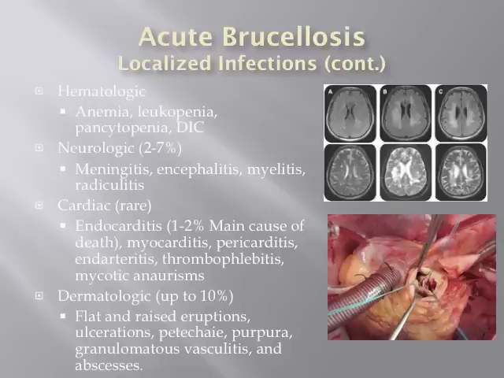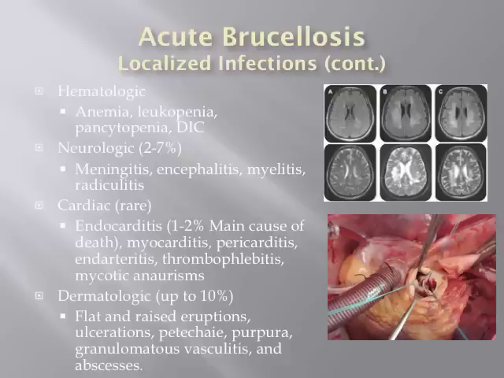These are more localized infections. Remember that hematologic manifestations are possible. You might find someone with anemia, leukopenia, or pancytopenia. Neurologic complications, in addition to meningitis and encephalitis that I spoke about before, you can have a myelitis and a radiculitis. Endocarditis is a predominant cause of death in patients with brucellosis. So a lot of patients who die from brucellosis have endocarditis as a complication.